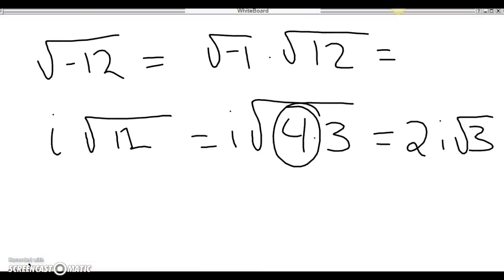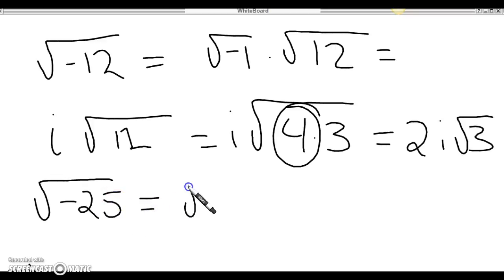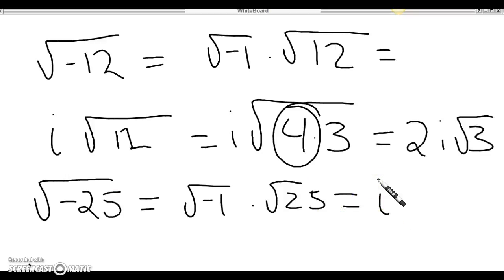Alright, let's look at part B, the square root of negative 25. So I have the square root of negative 25. Again, I'm going to pull out the negative 1. And I know the square root of negative 1 is just imaginary, it's i, and the square root of 25 is 5. I don't want to write it like that, so I have 5i.